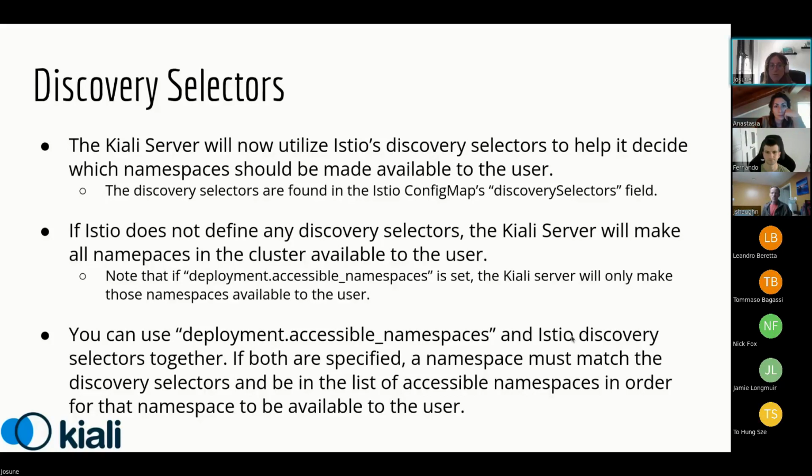And when this is not set, Kiali will check the accessible namespaces setting and will make those available. When this is not set either, all the namespaces are going to be available. Discovery selectors and accessible namespaces can work at the same time. And in this case, for a namespace to be accessible, it must be specified in both settings. That is about it, but as Jay said, we will explain in more detail and with different examples in the Kiali documentation.